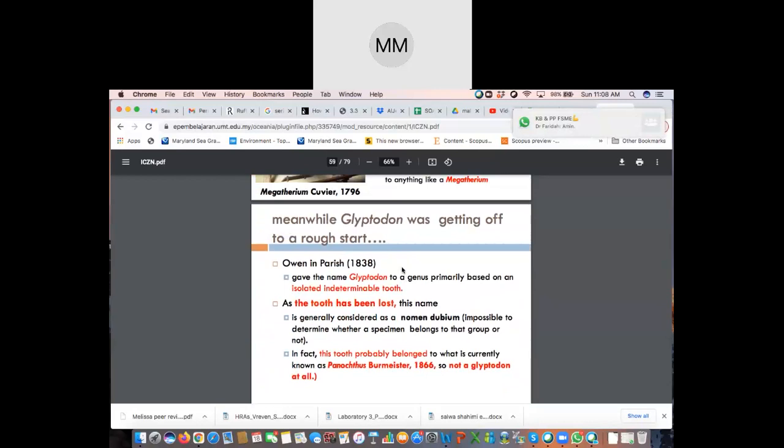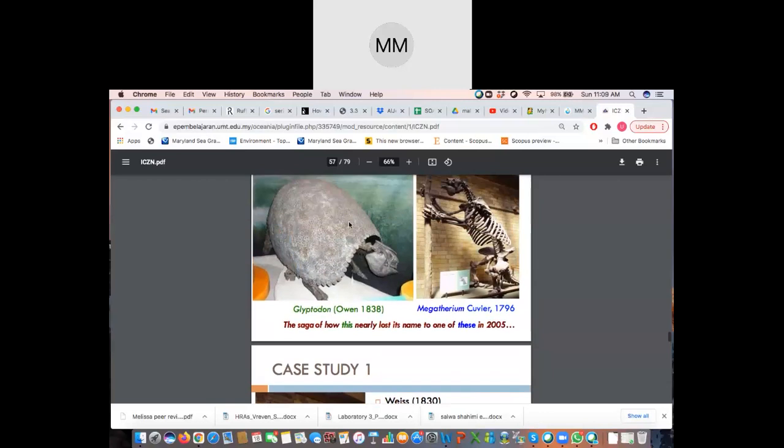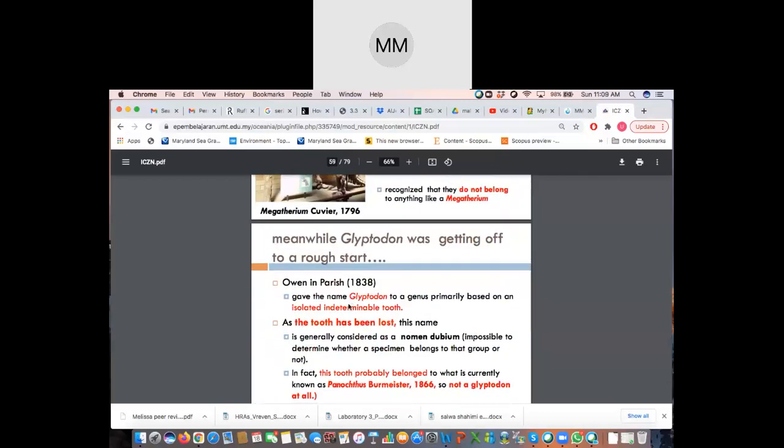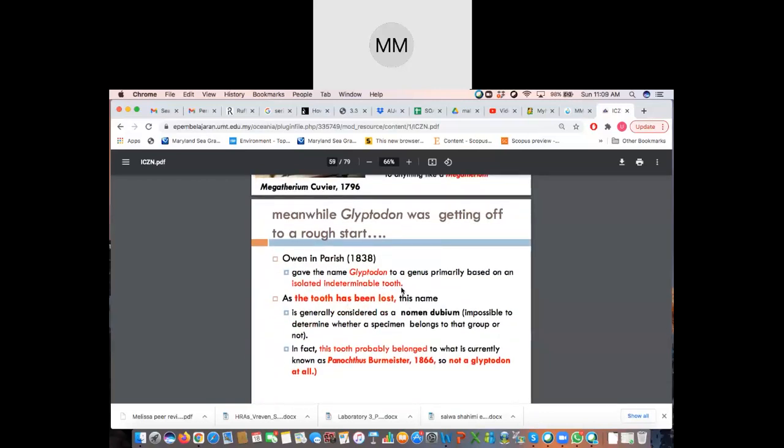So Glyptodon was getting off to a rough start. Okay, why? So Owen in Parish, meaning Owen, found in the works of Parish in 1838. Now he gave the name Glyptodon to a genus primarily based on an isolated indeterminable tooth. So before they could find more, these guys actually just found a tooth. Then what happened was, as the tooth has been lost, this name is generally considered a nomen dubium.